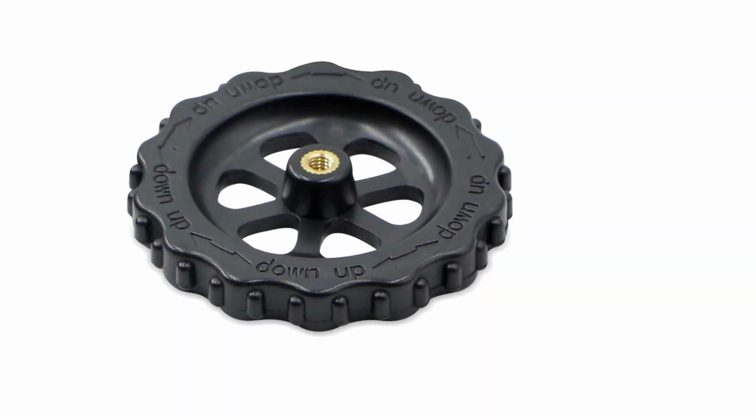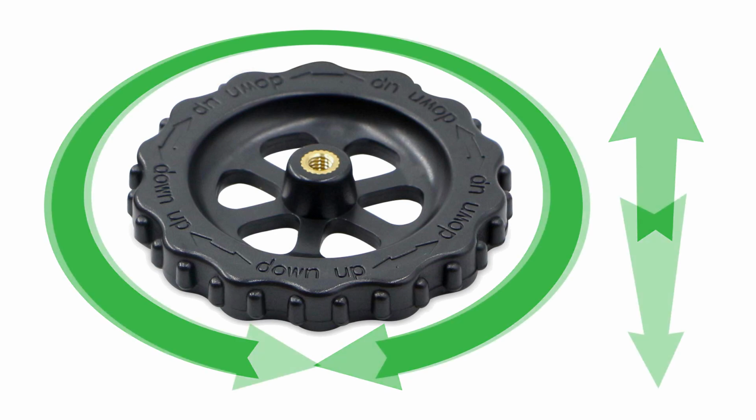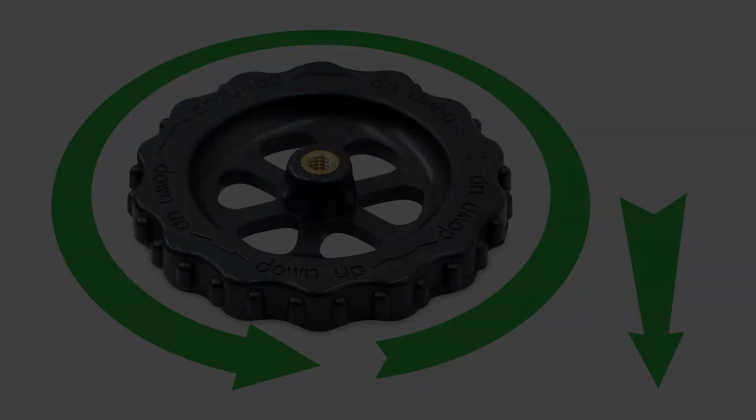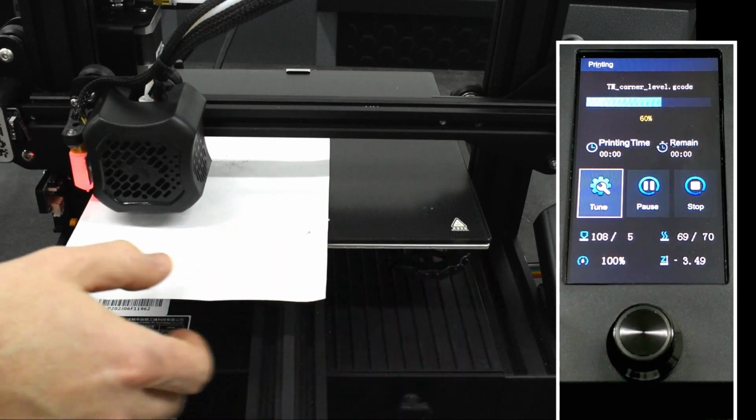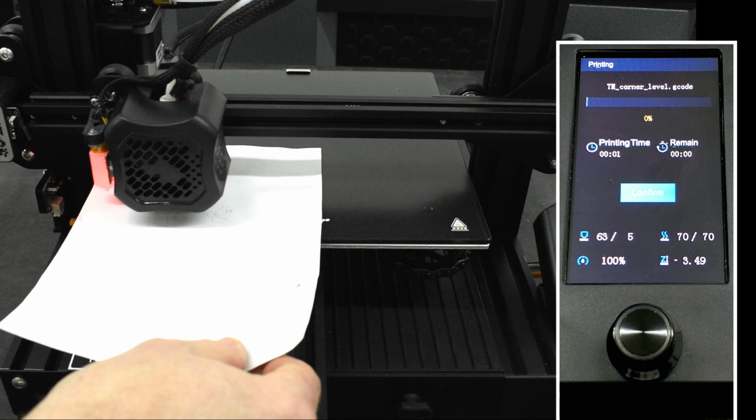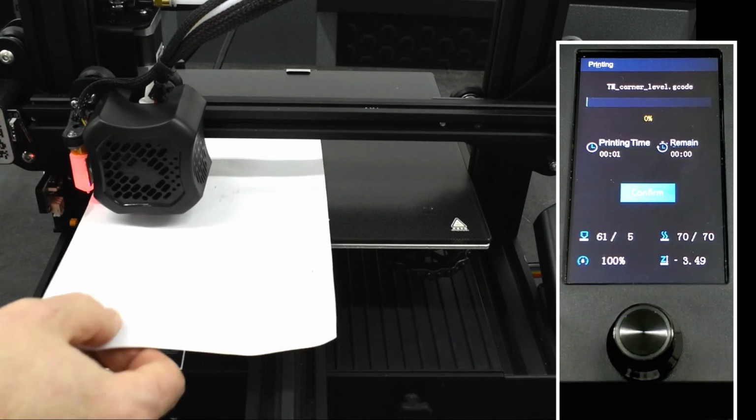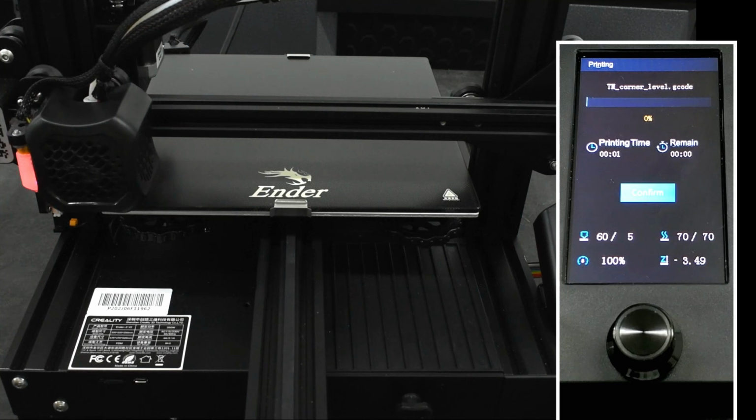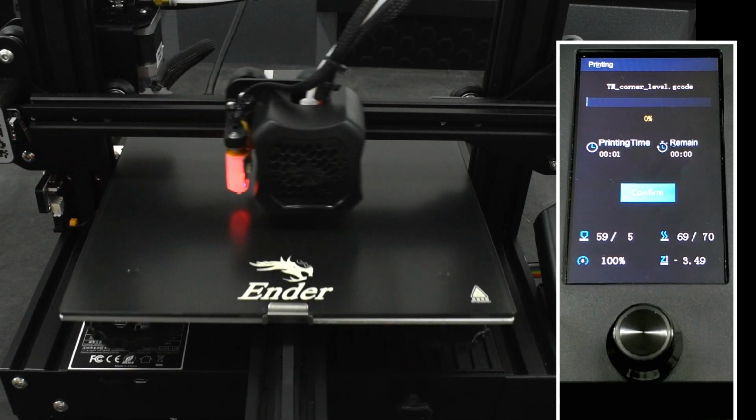Some bed knobs are marked to indicate which direction raises and lowers the bed, but they can be difficult to see. Turn clockwise to raise the bed and counterclockwise to lower it. Once the first corner is adjusted, press the knob and the hot end is moved to the back left corner of the bed. After adjusting each corner twice, pressing the knob to confirm each adjustment, the printer will perform another auto home with the BL Touch, and the procedure will end.